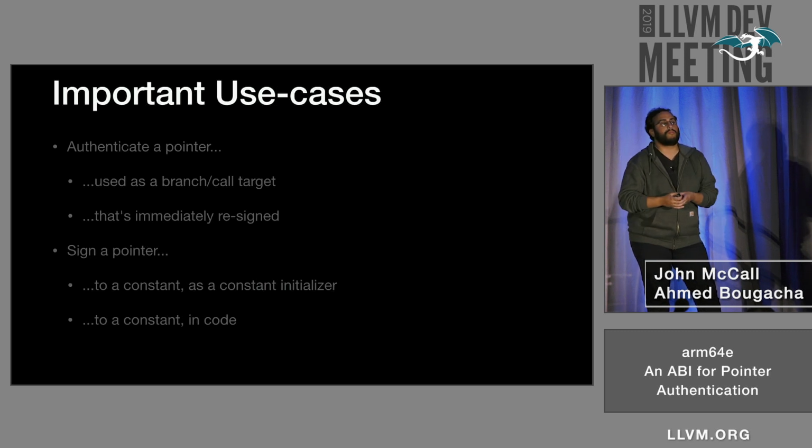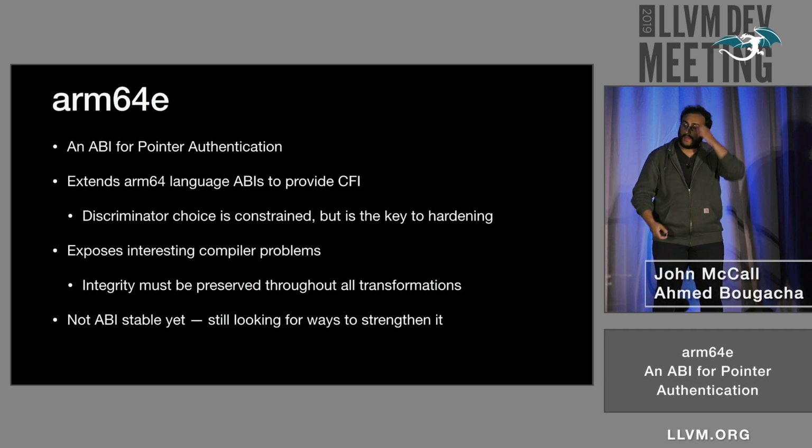These are the four most important use cases that we have when you're trying to generate code for ARM64e. There's a lot more, so you can talk to us later if you're interested. To summarize, ARM64e is an ABI for pointer authentication. It's based on the Darwin ARM64 ABI, and it extends it to provide control flow integrity. As John explained, the discriminator choice is really the key to hardening, but it's really constrained by what the language provides. At the compiler level, this has a bunch of interesting problems because now we have to preserve integrity of values. That's something that we don't often do in the backend.